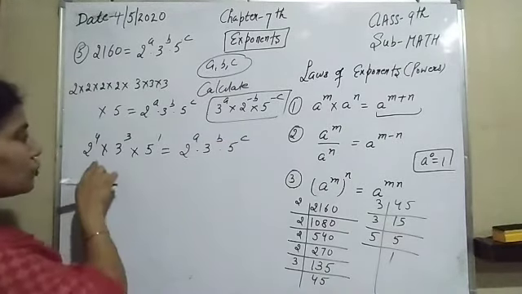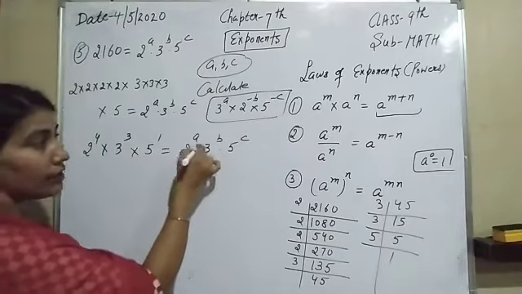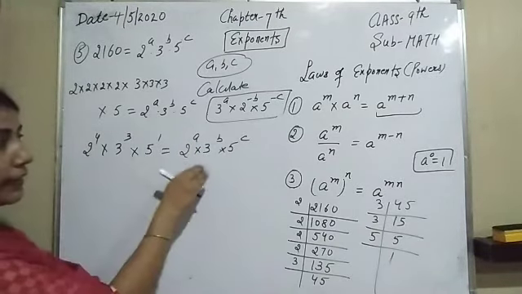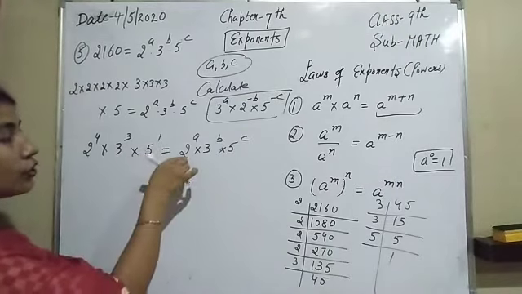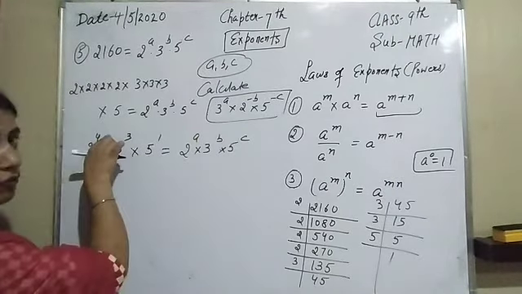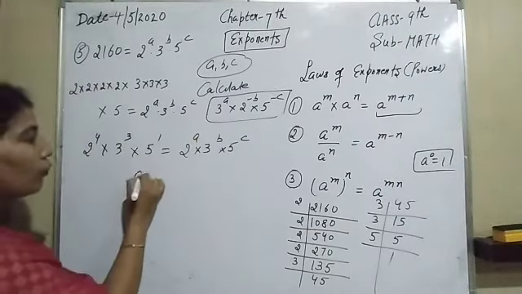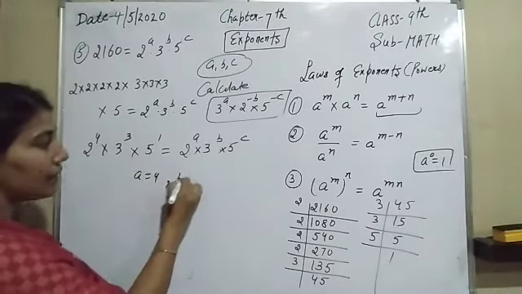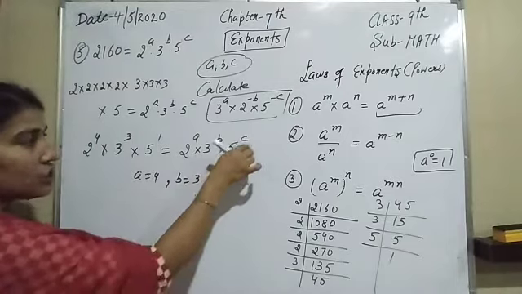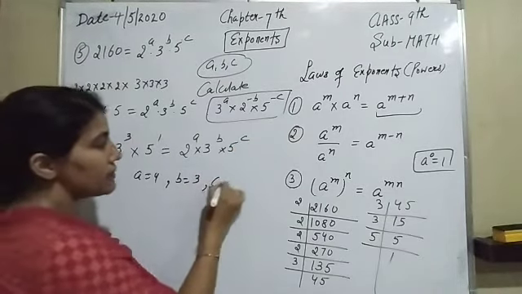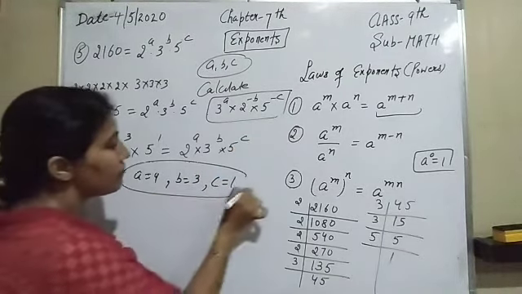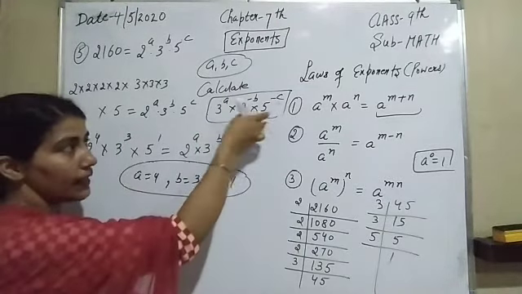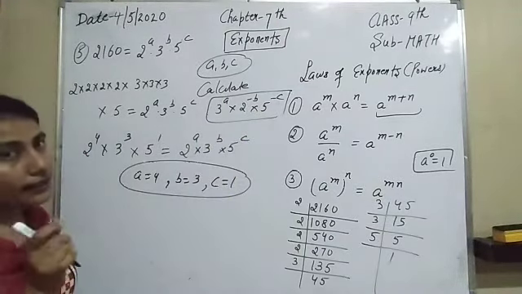Now look here, 2, 3, 5 and here also 2, 3, 5 in the form of multiplication. So you can compare its powers: 2 raised to power a with 2 raised to power 4, that means the value of a becomes 4. Now 3 raised to power b, 3 raised to power 3, that means the value of b is 3. 5 raised to power c, 5 raised to power 1, that means the value of c is 1. After that, we just have to put the values of a, b, c here and calculate the next part.